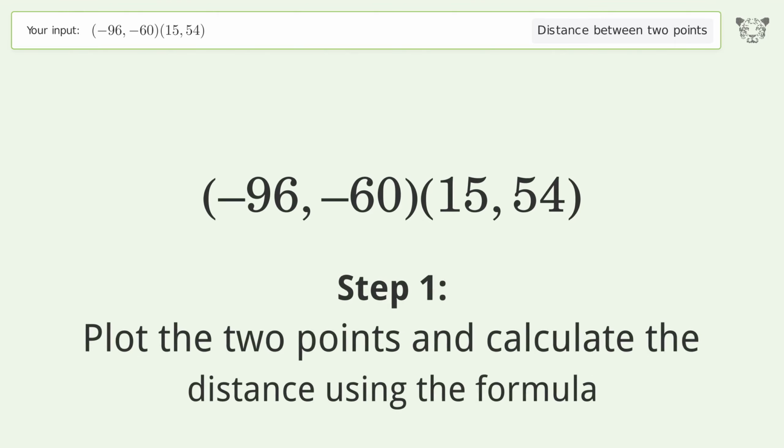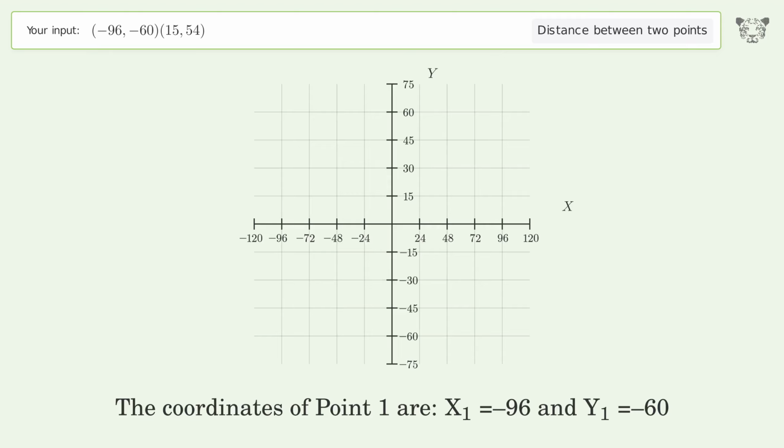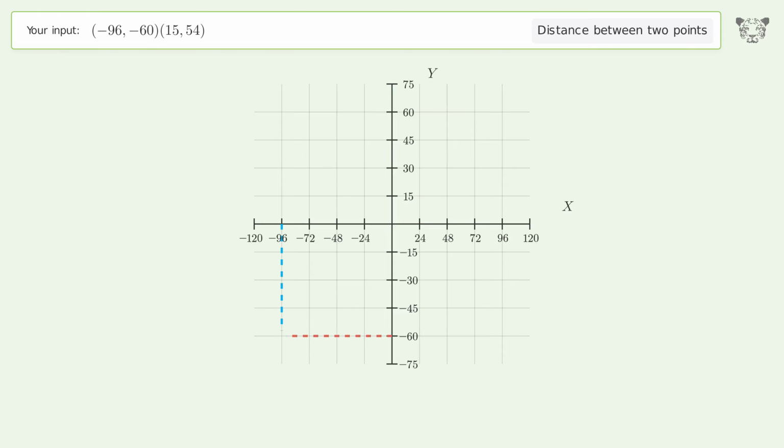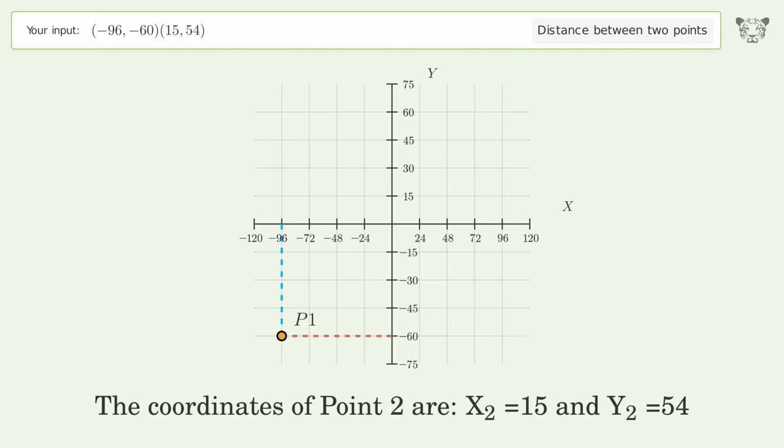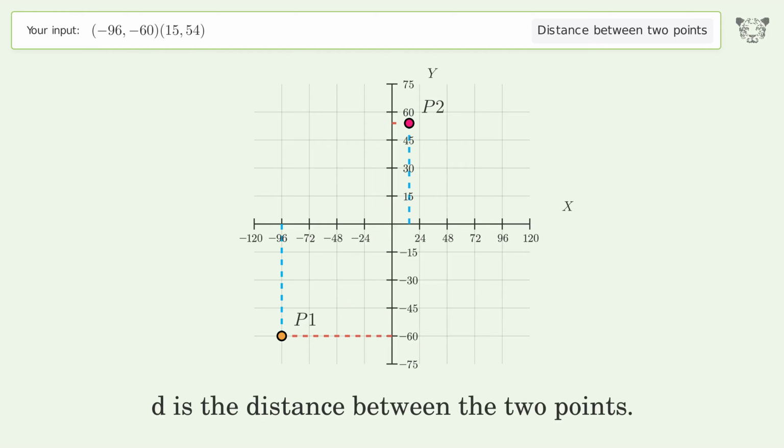Plot the 2 points and calculate the distance using the formula. The coordinates of point 1 are, x1 equals -96 and y1 equals -60. The coordinates of point 2 are, x2 equals 15 and y2 equals 54. D is the distance between the 2 points.